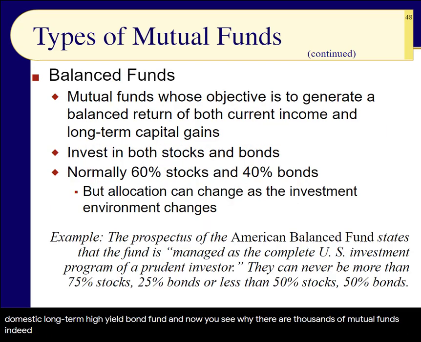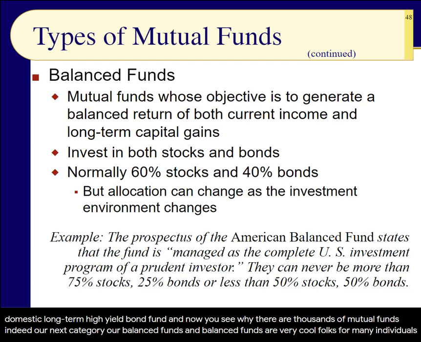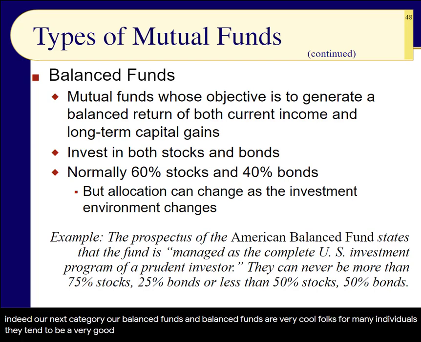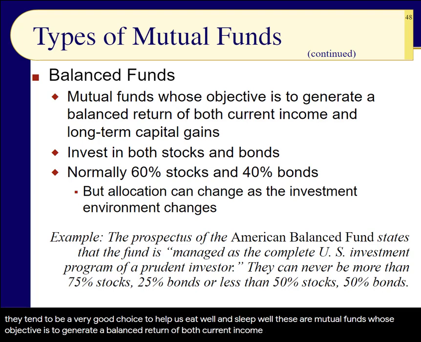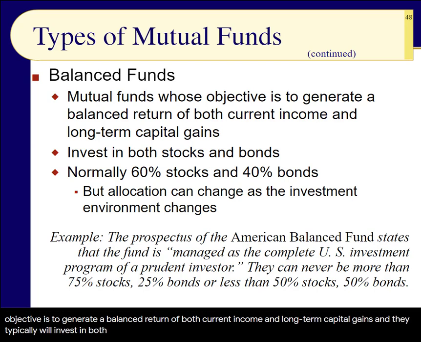Indeed. Our next category are balanced funds. And balanced funds are very cool, folks. For many individuals, they tend to be a very good choice to help us eat well and sleep well. These are mutual funds whose objective is to generate a balanced return of both current income and long term capital gains. And they typically will invest in both stocks and bonds. The allocation is often 60/40, although it might change as the investment environment changes.